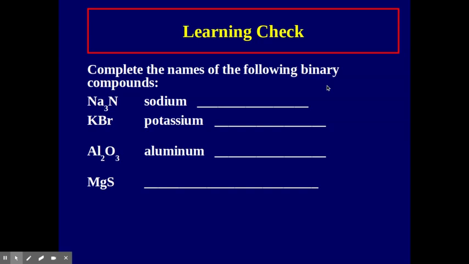Complete the names of these. There's your sodium. And this was nitrogen, but it'll be nitride. Potassium bromide. Aluminum oxide. Magnesium sulfide.